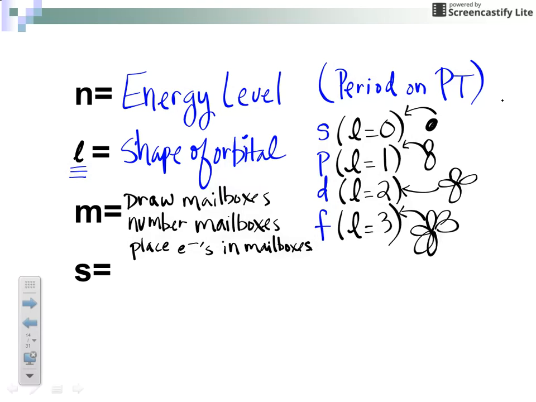Once you've done that, then you can determine the spin. Remember, if the electron that you're talking about is pointing upwards, you give it a positive 1/2 spin. And if the electron you're focusing on is pointing down, you give it a negative 1/2 spin value. Remember, the positive and the negative do have to be there.